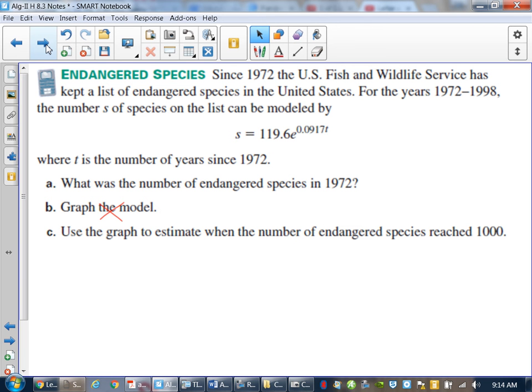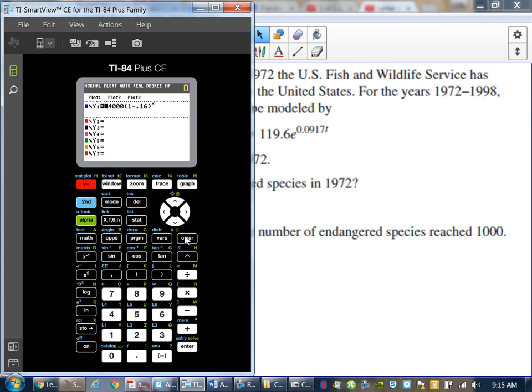So, should I ever graph these problems? No, but what could I use? I would use my calculator. So if I go back to my calculator and go to my y equals table, I would put in 119.6 e to the 0.0917x, I think that's right. Year 0 is what year? 1972.